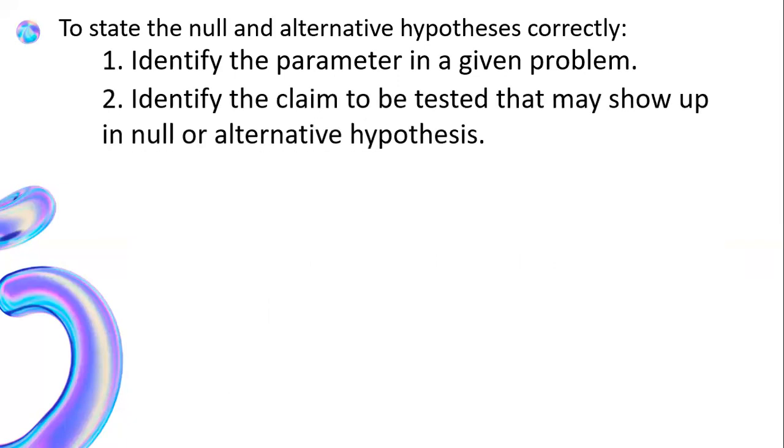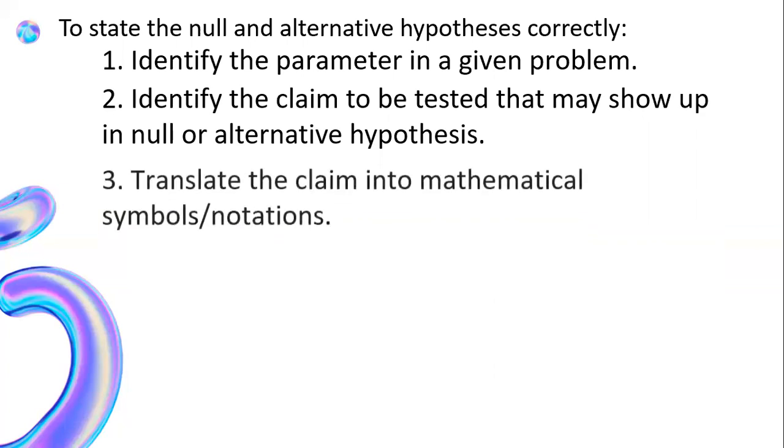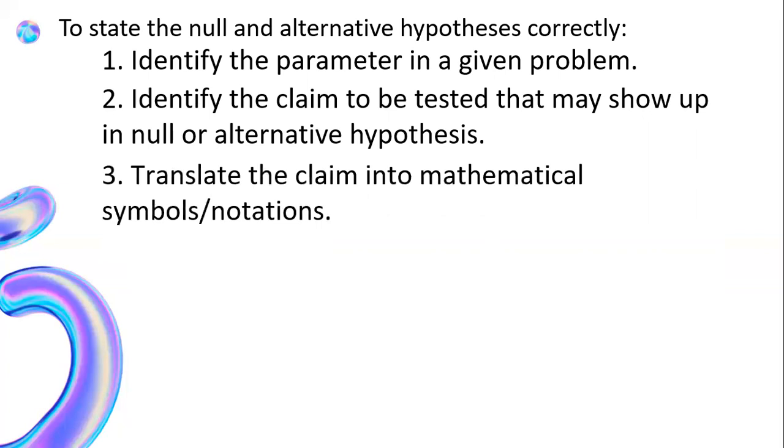And then second, you need to identify the claim to be tested that may show up in the null or alternative hypothesis. So the claim, based on the problem, depends on whether it is a null hypothesis or an alternative hypothesis, and it will always be given in the problem, of course. Third, translate the claim into mathematical symbols or notations. So whatever it is, you need to translate that into symbols.